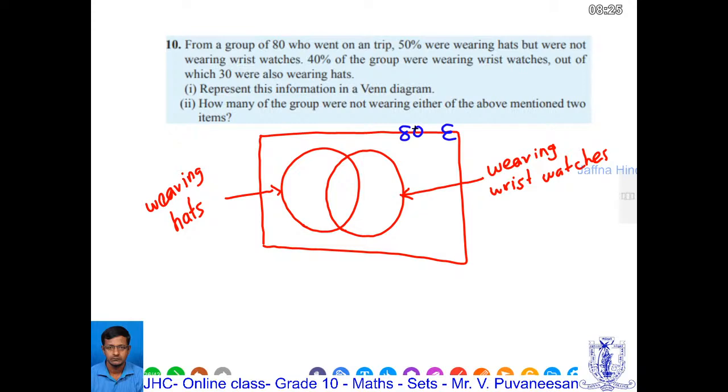40 were wearing hats but were not wearing wristwatches, so we put the 40 in this region. 40 were wearing hats but not wristwatches. So this region, this is only 40.